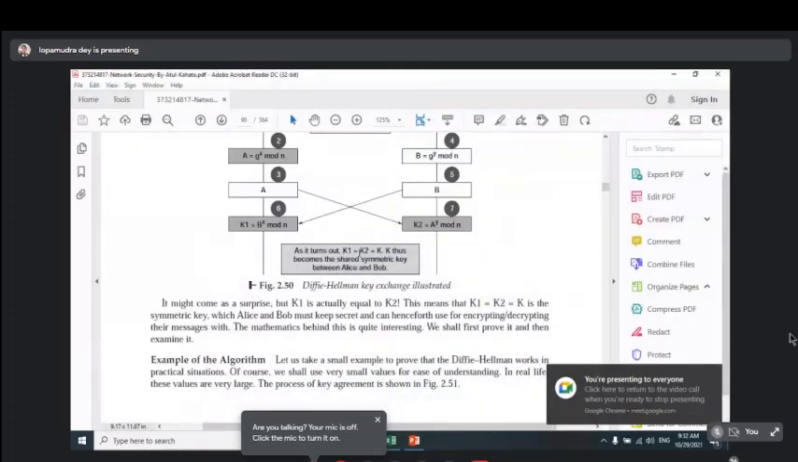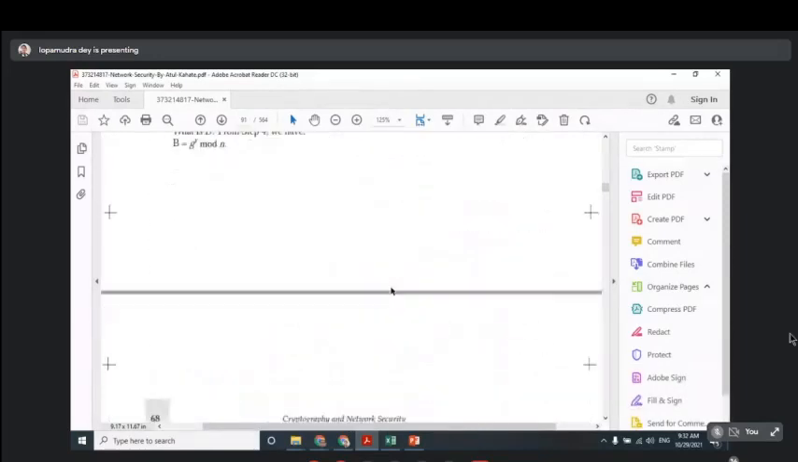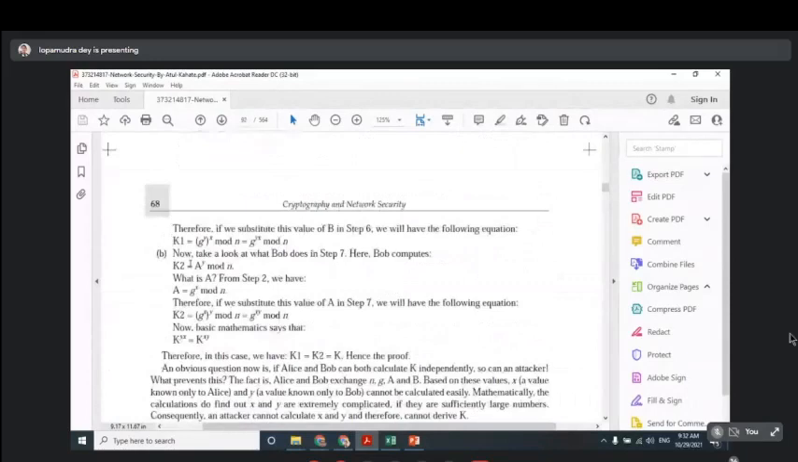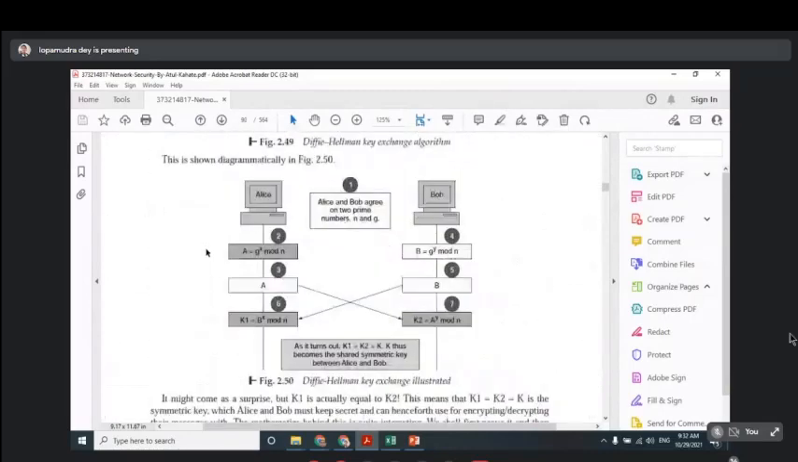So K1 equals K2 equals K. Why is this going to happen? Suppose this is K1. K1 is B to the power x mod n. What is B? B is g to the power y mod n. So what is the output? G to the power xy mod n, right? So K1 is g to the power xy mod n.